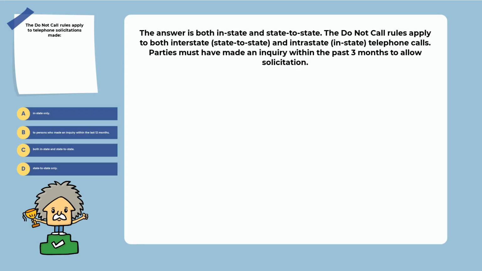Explanation. The answer is both in state and state to state. The do not call rules apply to both intrastate and interstate telephone calls. Parties must have made an inquiry within the past 3 months to allow solicitation.